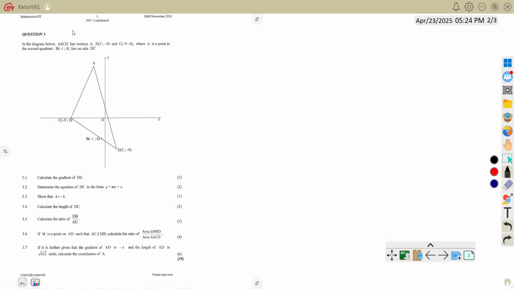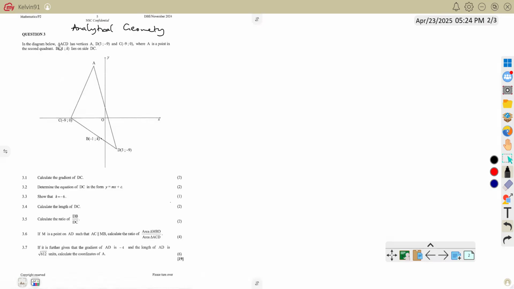Today we are going to be doing analytical geometry. So we are going to do the question paper from November 2024.